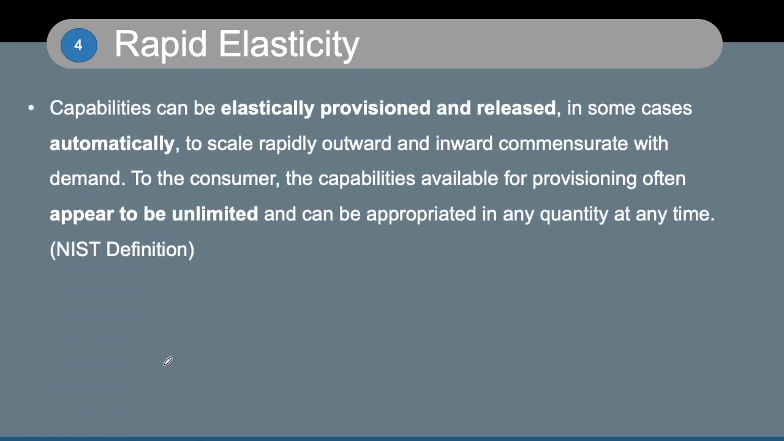Rapid elasticity. So what do we understand by rapid elasticity? Capacities can be elastically provisioned and released. So all the capacities that you need can be increased and decreased whenever you need it or whenever you don't need it. In some cases it is done automatically to scale rapidly outwards and inwards with demand. So you can increase the capacity whenever demand increases, and decrease the capacity whenever demand is decreasing, and you will only pay for the capacities that you use.